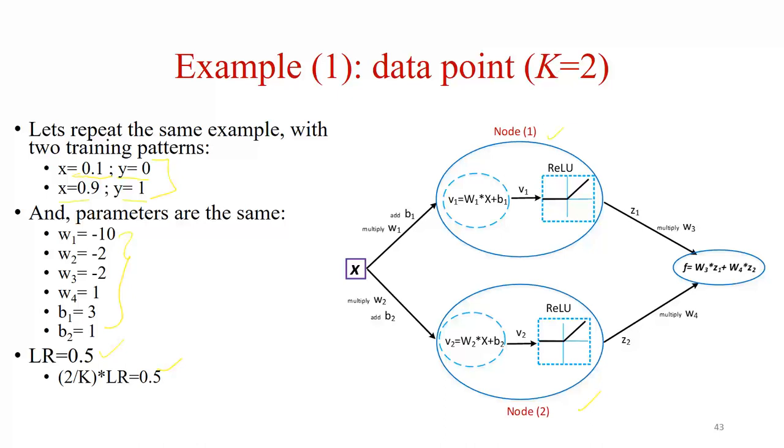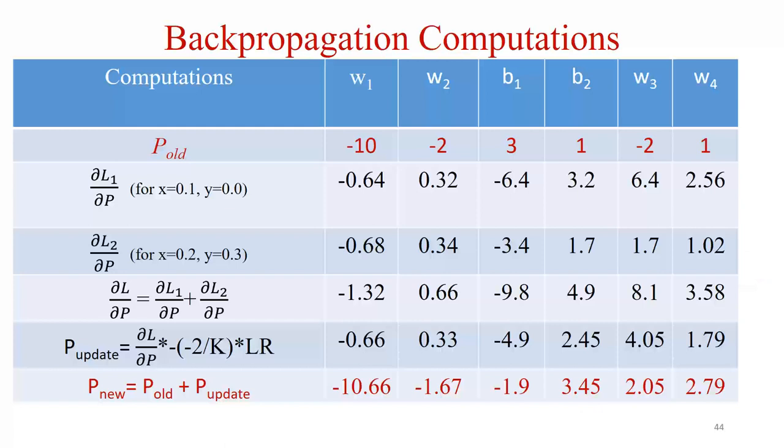And now, what will I do? I'm going to do the forward pass, compute the error, and then do backpropagation to compute the delta L over delta P, for W1, W2, B1, B2, W3 and W4. And we have done that.